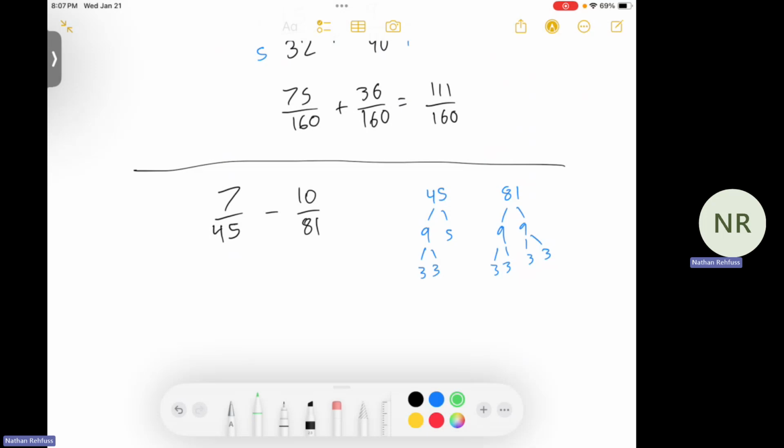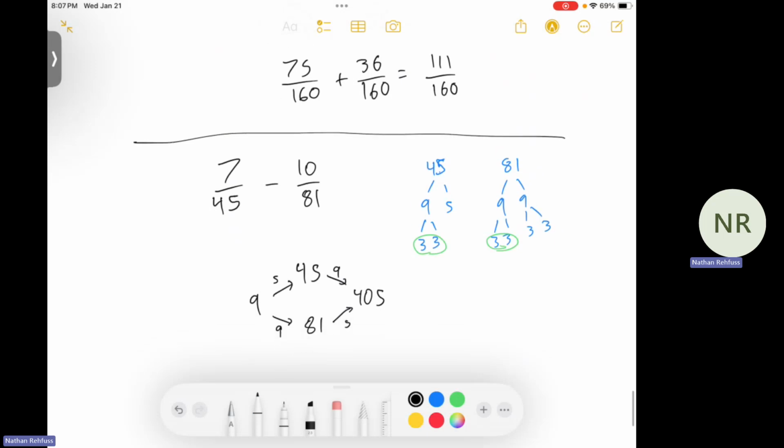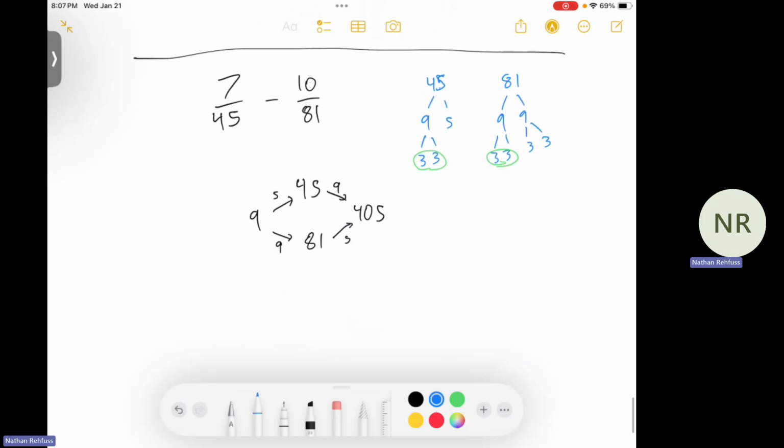So the greatest common factor would be 3 times 3. What's left is 3's and 5's. So our greatest common factor is 9. All right. 9 goes into 45 5 times, and it goes into 81 9 times. So if I do 81 times 5, or 45 times 9, I should get the same answer. I know 81 times 5 is 405. So my least common multiple is 405.